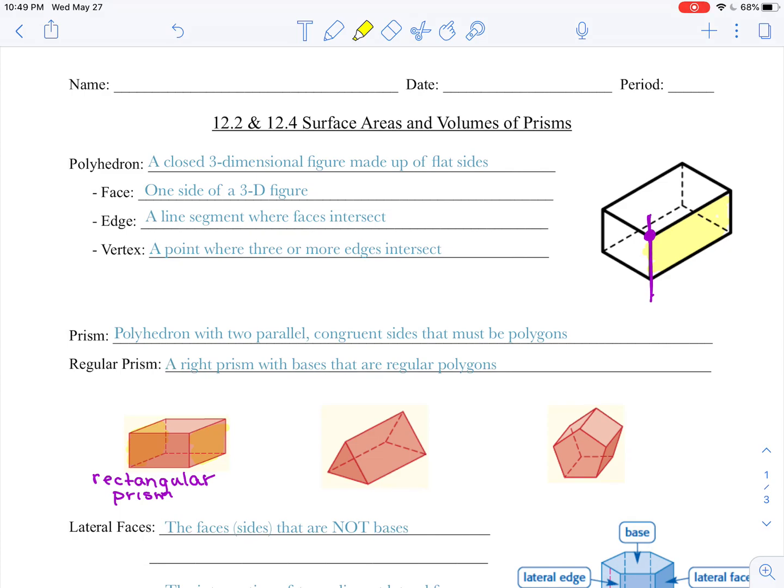But for something like the second picture, there are only 2 parallel congruent sides. In this shape that sort of looks like a tent, they would be the doors of the tent, the front and the back here. Because those 2 sides are triangles, this is called a triangular prism. And in this third shape here, again, it's the front and the back of the picture. These 2 parallel congruent sides are pentagons. So this is a pentagonal prism.